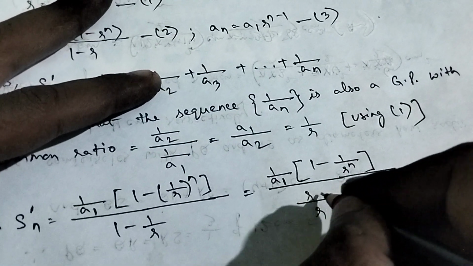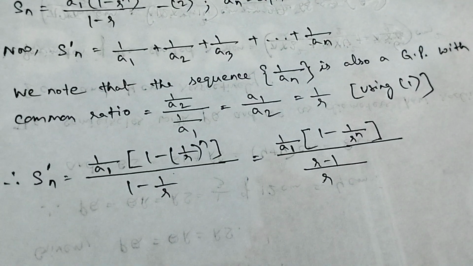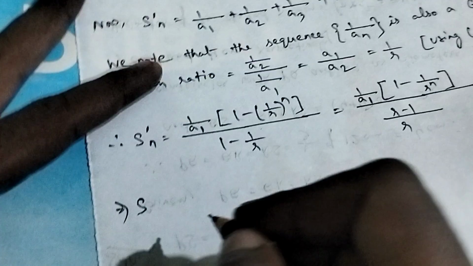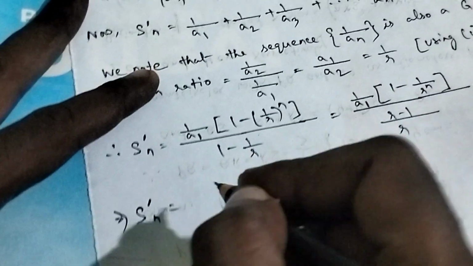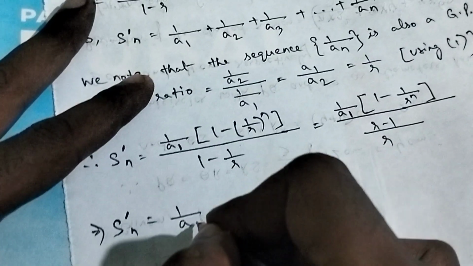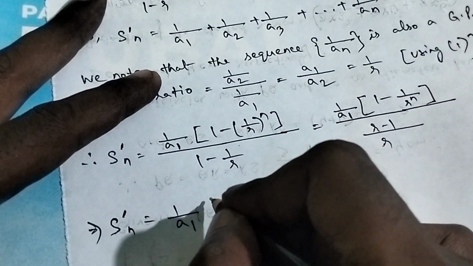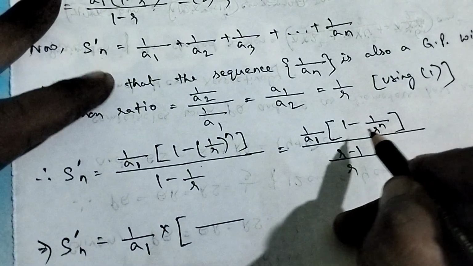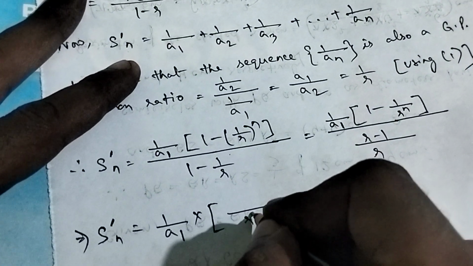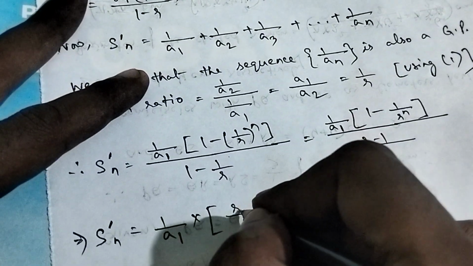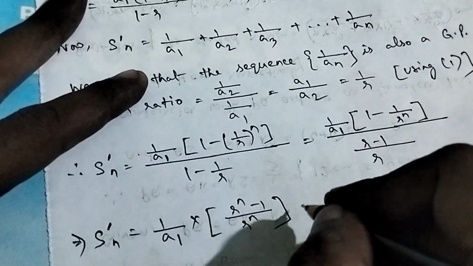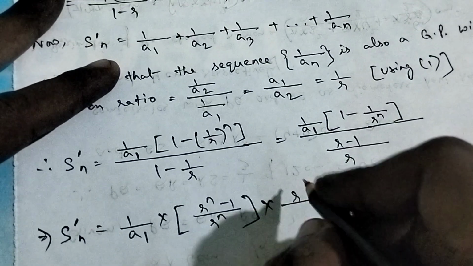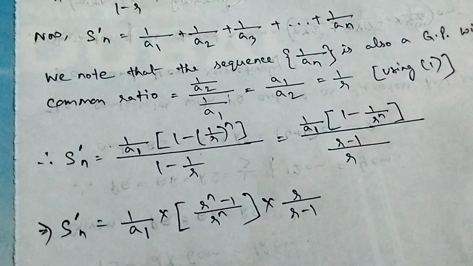Here r minus 1 by r. Okay, so it is s dash n is equal to 1 by a1, into, here the LCM will be r to the power n minus 1, into, this will go up, r by r minus 1.